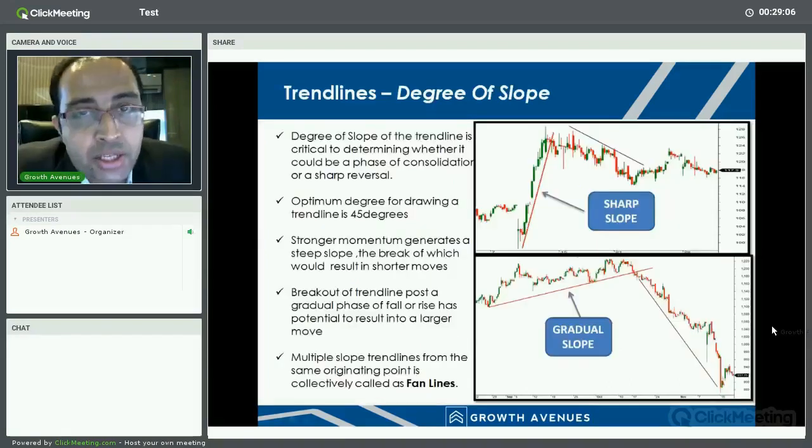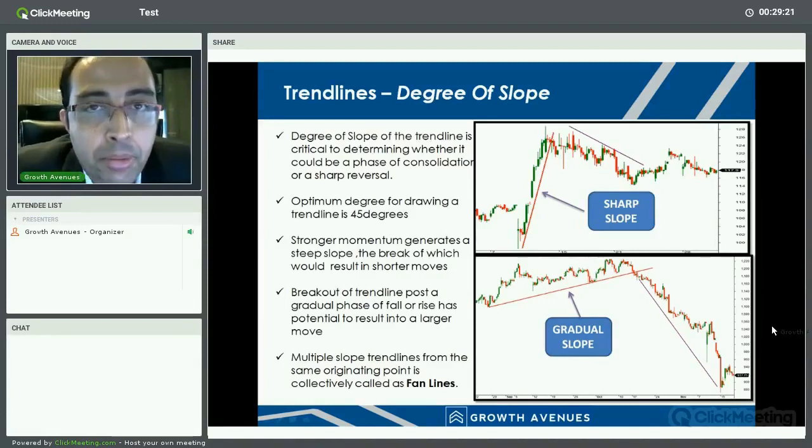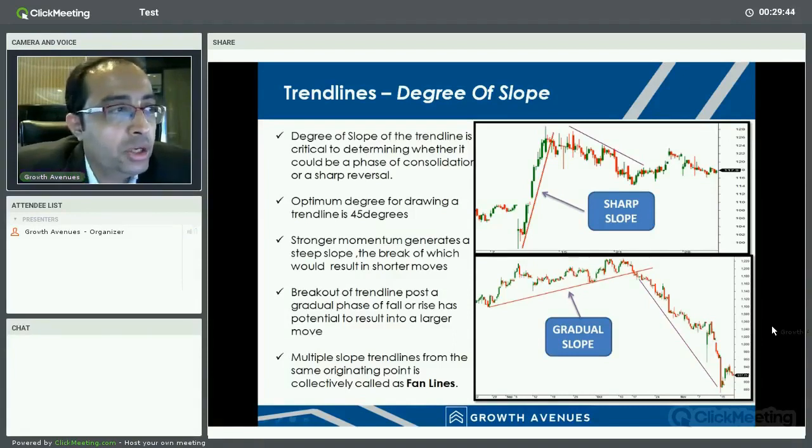Okay, moving on to another concept of trend line. This is an important variant of the trend line and an integral part of the trend line concept, which is called the degree of slope. The slope of a trend line is very critical because the slope determines the extent of reversal. Remember, I told you a trend is in force until there is evidence of reversal. So a trend line helps you determine to what extent the rise is possible and when the trend is going to reverse. You can see here that the degree of slope is very critical.